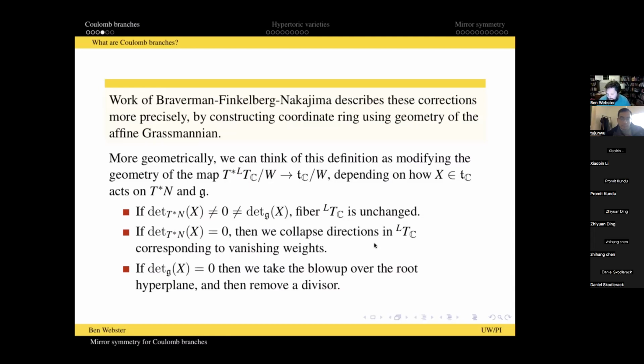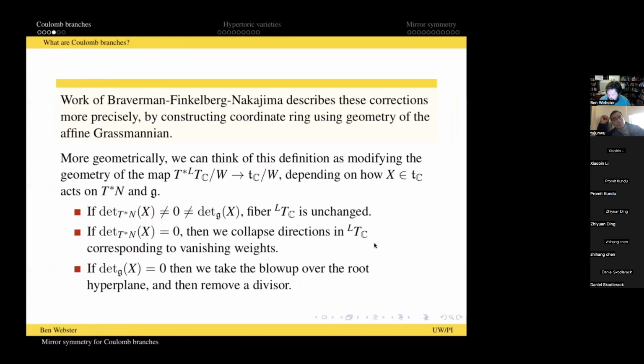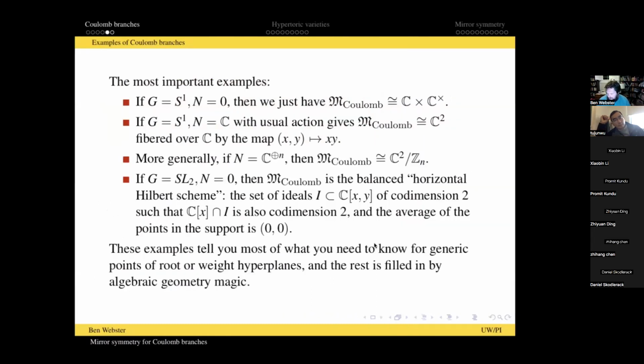All right. I'm going to be a little more vague about this, but if I have zero eigenvalues in the adjoint representation, so a root vanishes, then I also have to do something a little complicated. The geometry, which you can think of as a kind of blow up and then removing a hyperplane. So I think this is clearer if we talk about some examples.